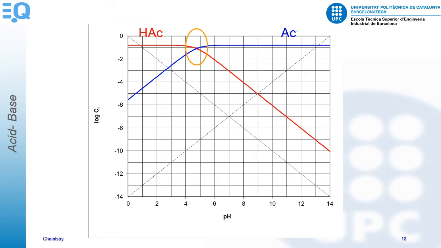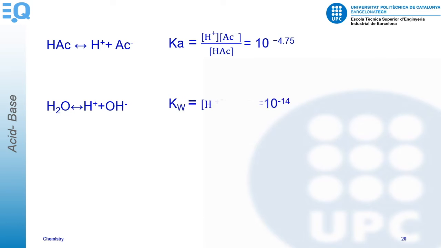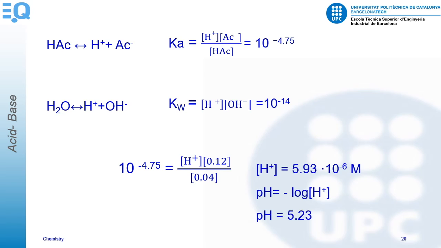The H plus and the OH minus are dismissed since they are 1.3 logarithmic units underneath. This indicates that the acetate equilibria is the same one as the sodium one. From the second mass balance, we get that the equilibria concentration of acetic acid is 0.04 molar. We write the equilibria and associated constants. We know all the data in the equilibria of acetic acid except the H plus concentration. We calculate it, and from it we can calculate the pH, which is 5.23.